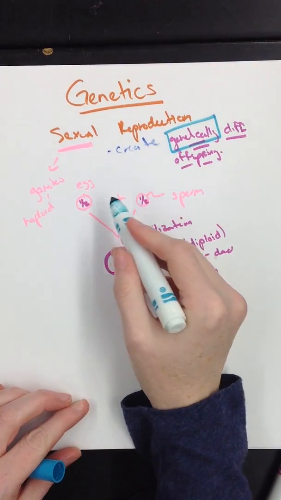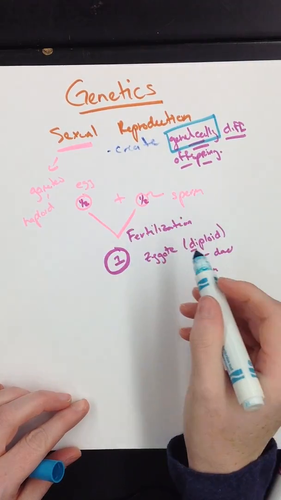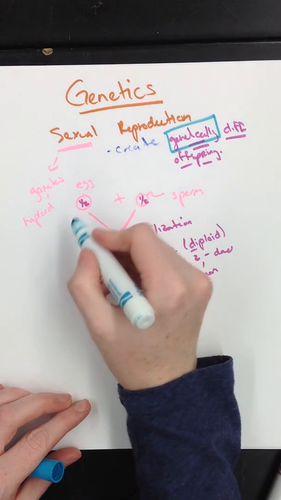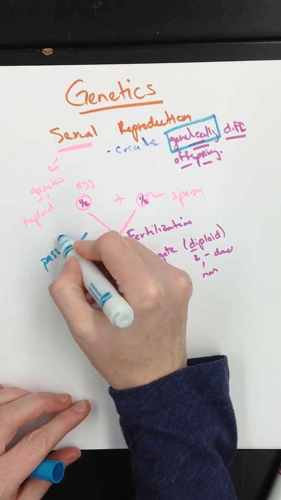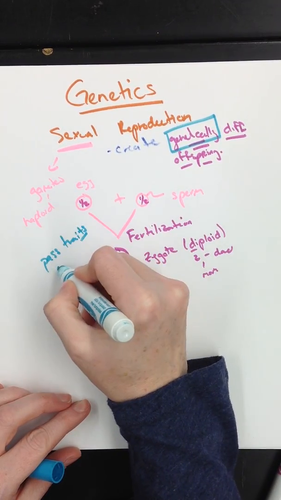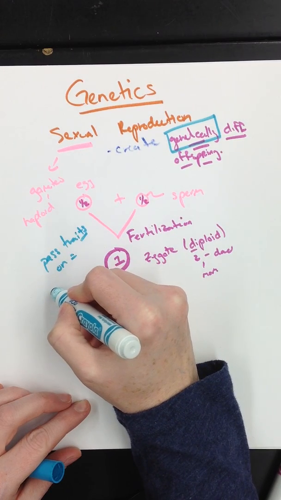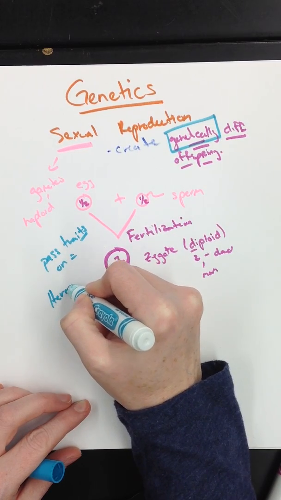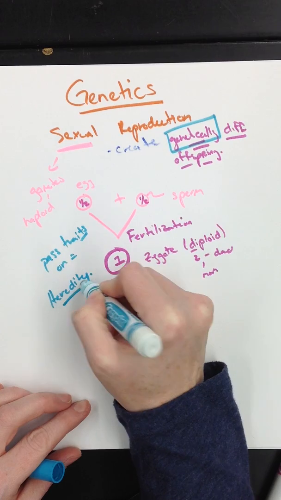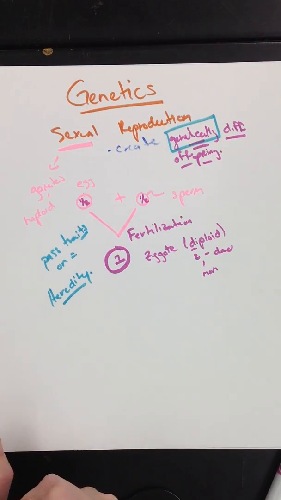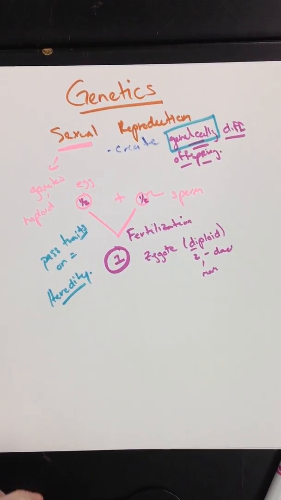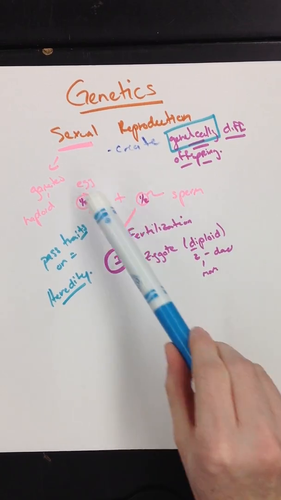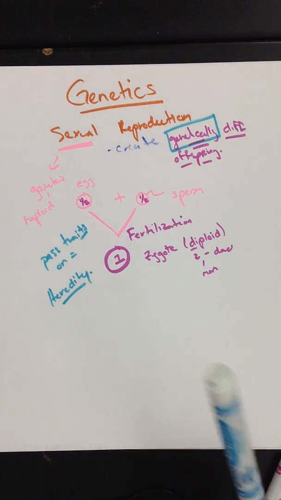We've talked about chromosome number and how we have two halves to make a whole, but now we're going to talk about how we pass traits on. That entire idea is referred to as heredity. So heredity is just passing on genetic information from your parents to you.